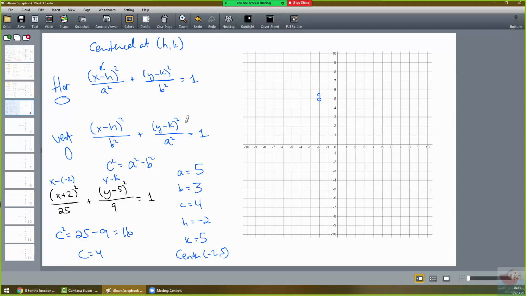Remember, a is the distance from the center to the vertices, so we'll go left and right 5 units. If we go left 5, we'll have one vertex at (-7, 5), and right 5, we'll have another vertex at (3, 5).